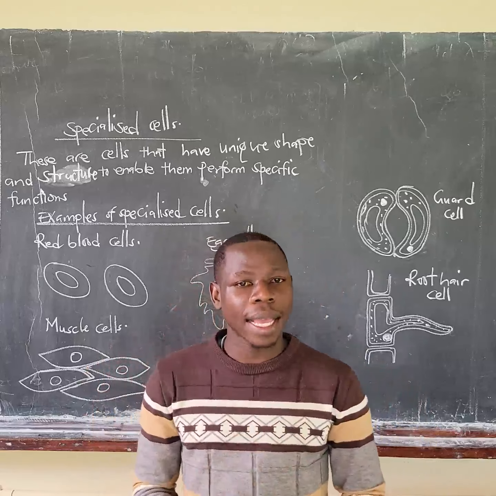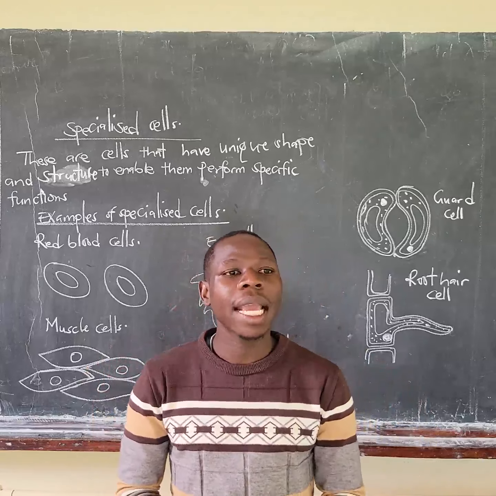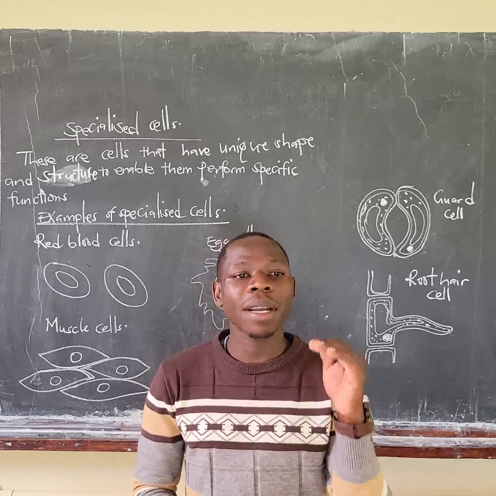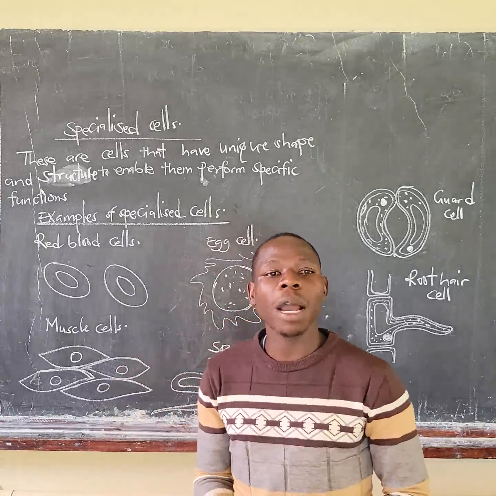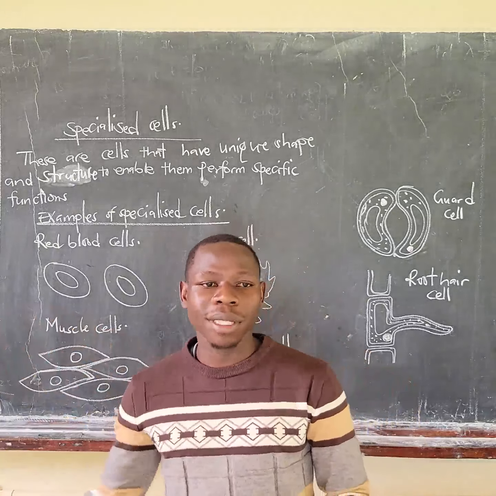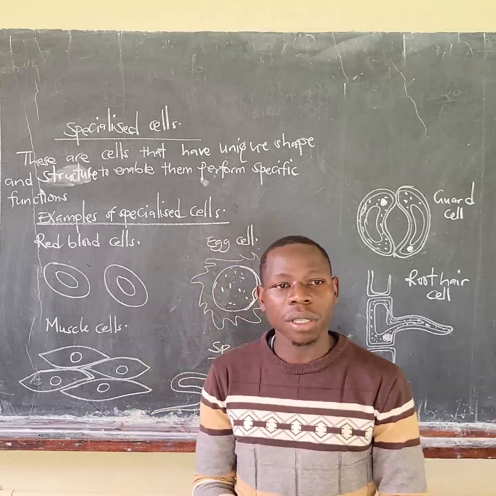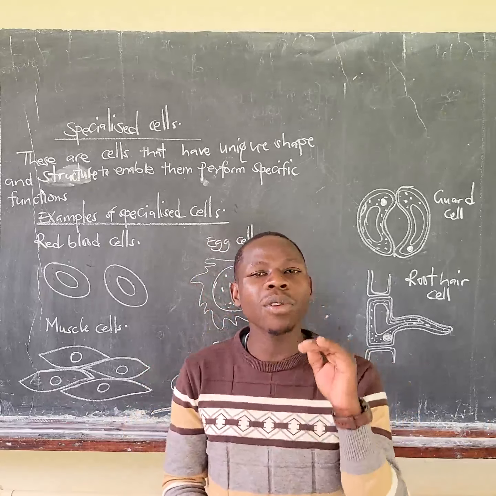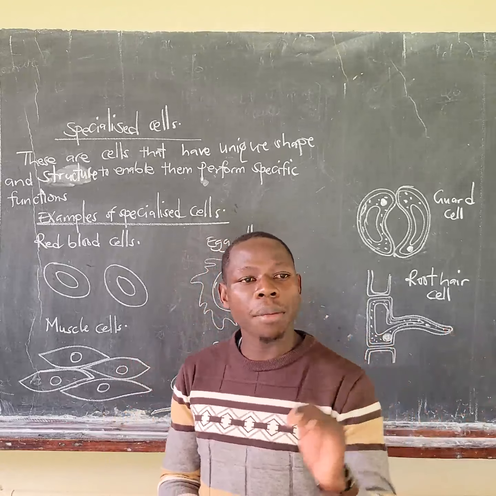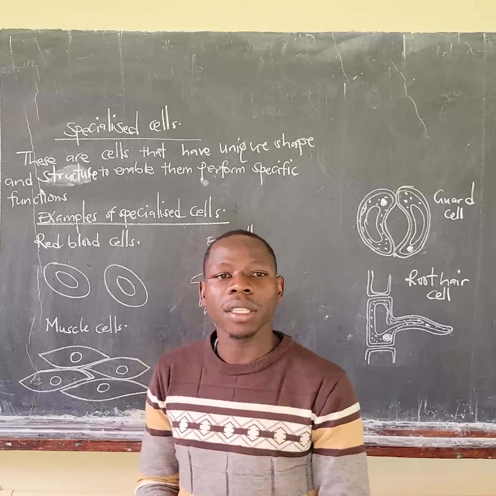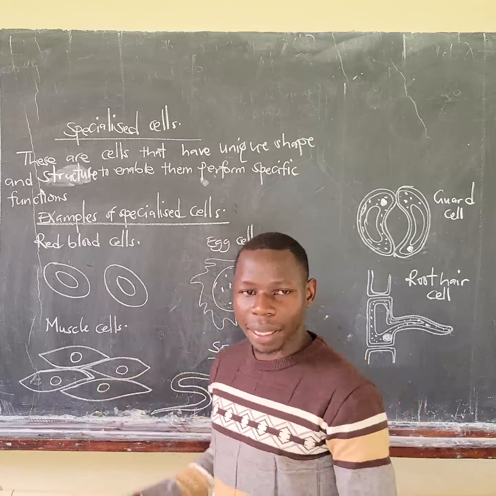They don't look alike, but they have some structures, or they have parts which are common to all of them. And that's why we come over and say these are animal cells and these are plant cells. Though they have some unique features that distinguish one cell from the other, they are all animal cells or they are all plant cells. And it's what we are going to look at.